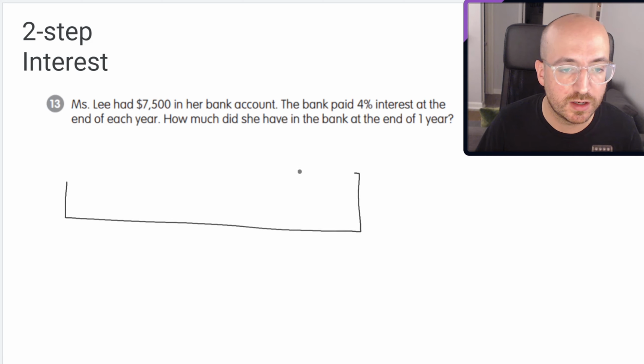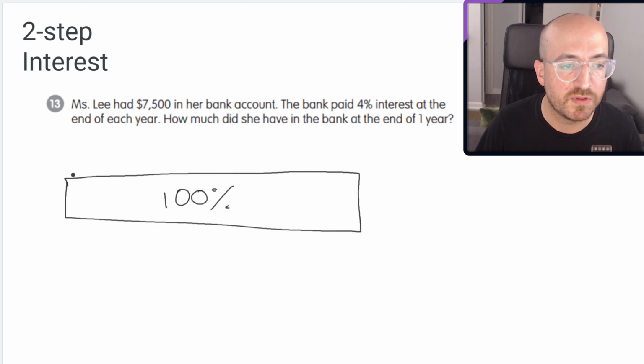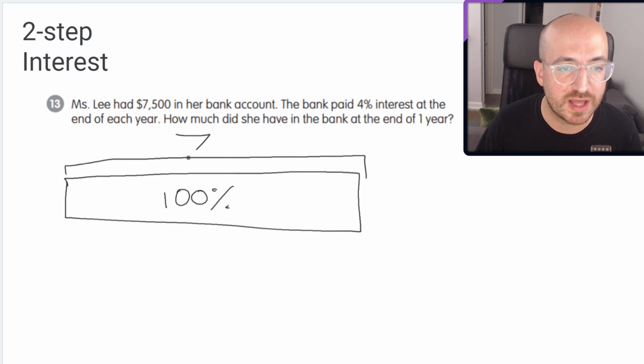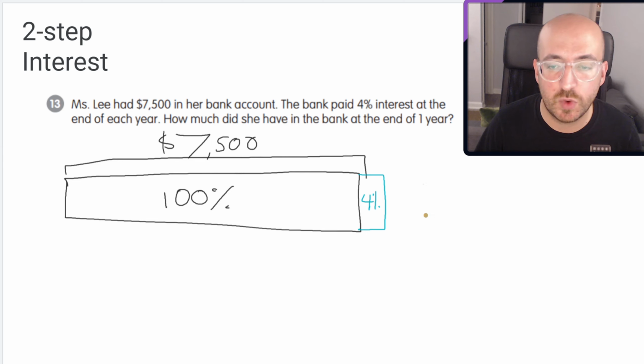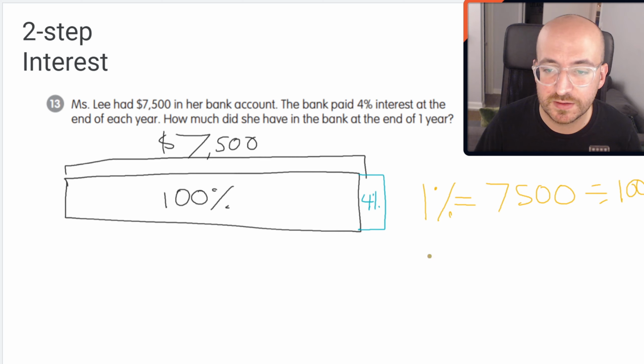Okay. Here is a big old 100% of the money she had in there, which was $7,500. And the bank is going to pay what? 4%. Thank you for your loyalty. We're going to give you an extra 4% on top of that. So let's find 1% of 7,500 by dividing it by 100. You got that? Okay. So 1% would be 75 bucks.